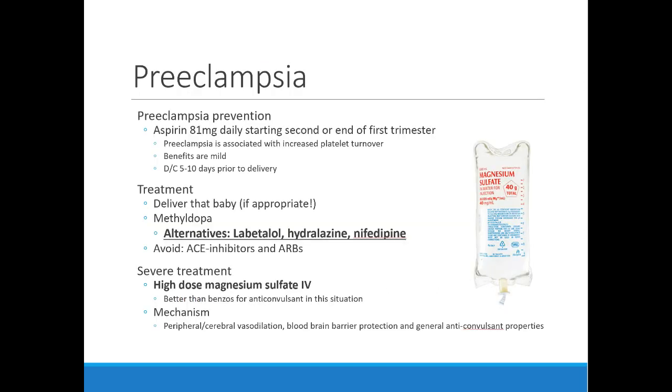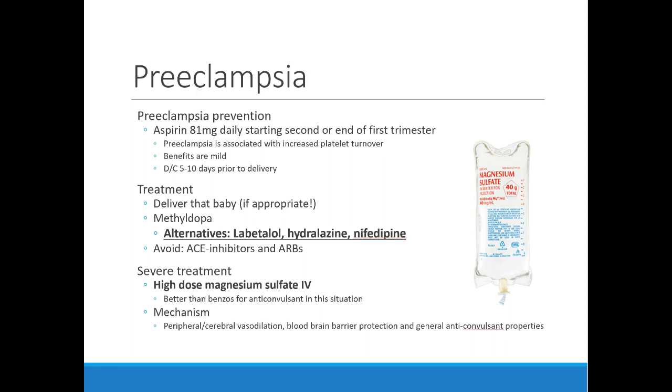For preeclampsia prevention, there's some other interesting things they do. Aspirin, 81 milligrams daily starting at the end of the first trimester. Preeclampsia is associated with increased platelet turnover, so this can have an effect at increasing clotting risk for patients. So aspirin can work against that. Its benefits are mild. The studies aren't great with it. It is an option sometimes people will see.